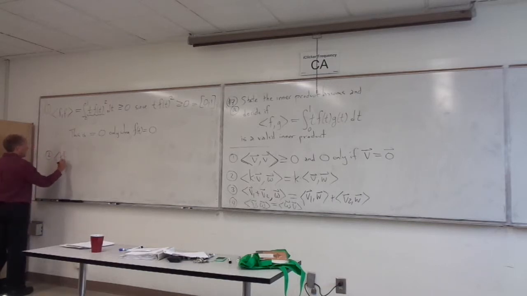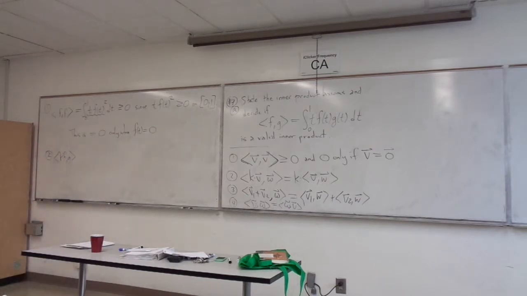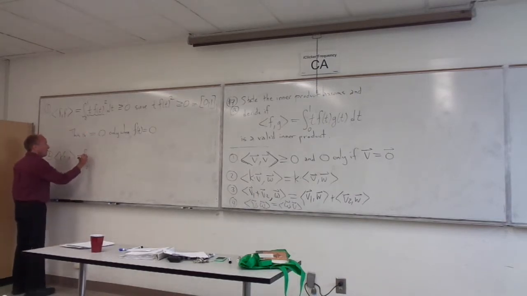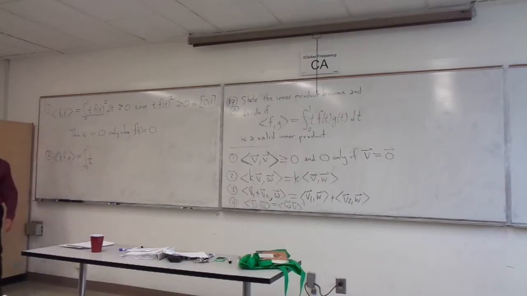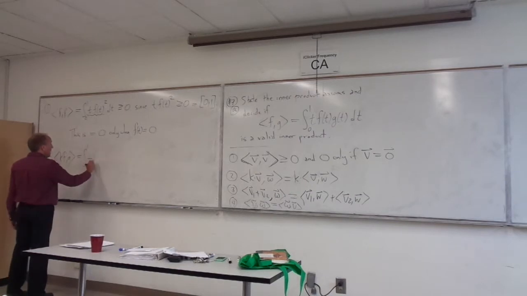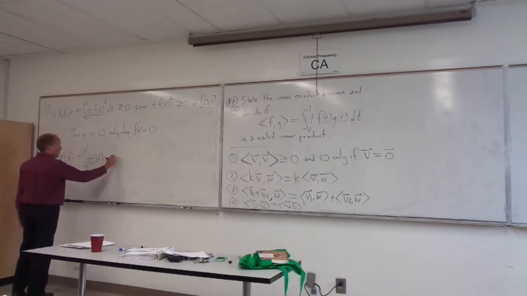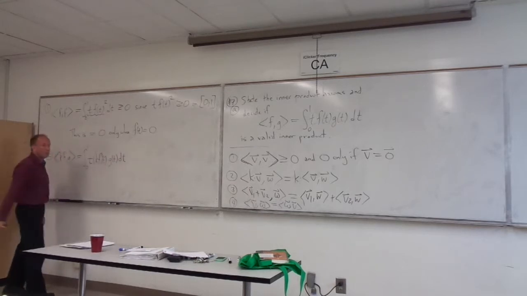If I take k times f, inner product with g, let's just run it through the equation there. So it's just the integral from 0 to 1. T is my variable. It's always going to be in there. F of t is now kf of t, and then g of t, and then dt.